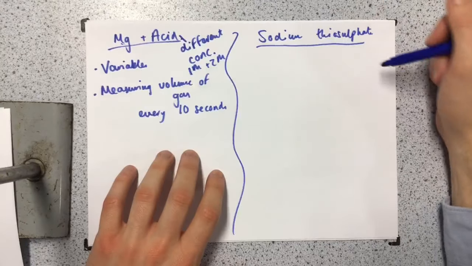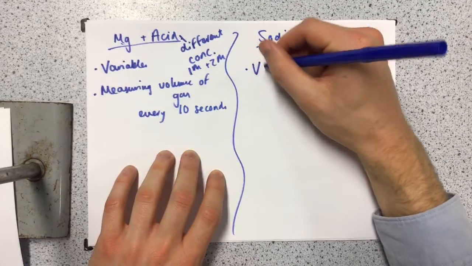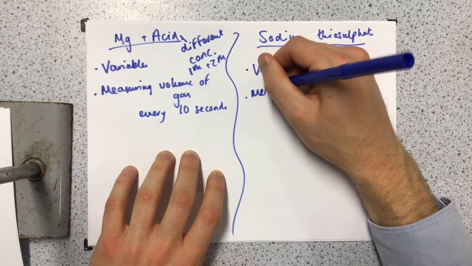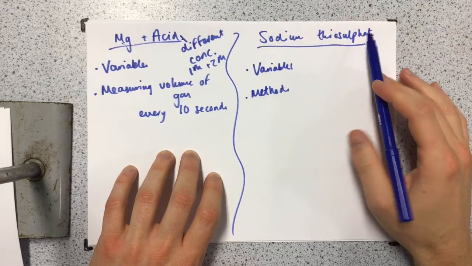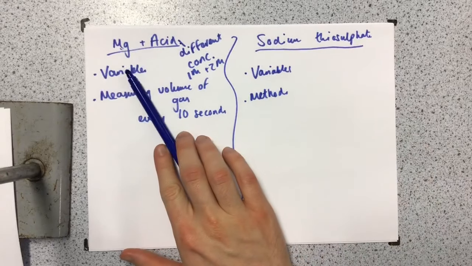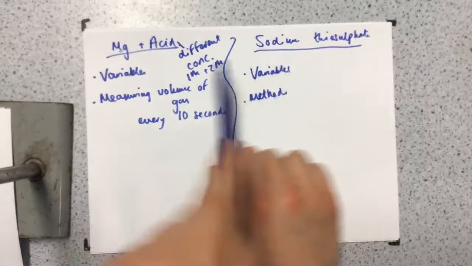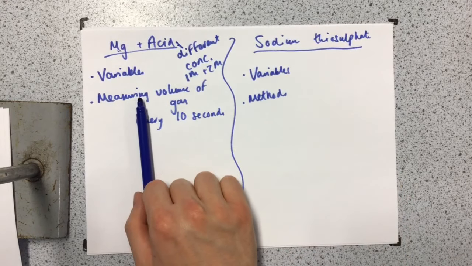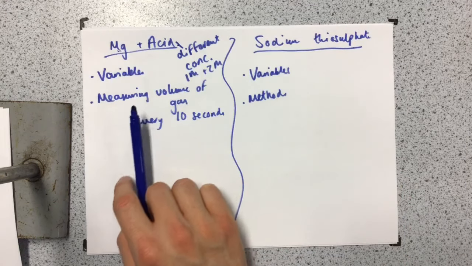The sodium thiosulfate one is again a variables or method related question. So they could ask you either. Now what I would say is this came up on Separates last year. This one came up on Trilogy. So what I think could happen is they could switch. So this could be the Trilogy question. This could be the Separates question. So just bear that in mind.